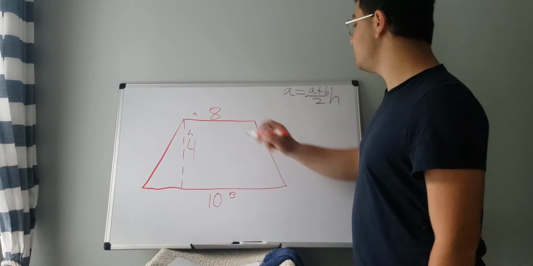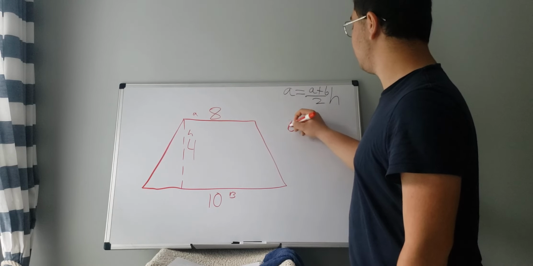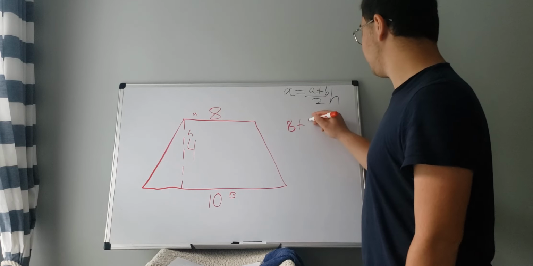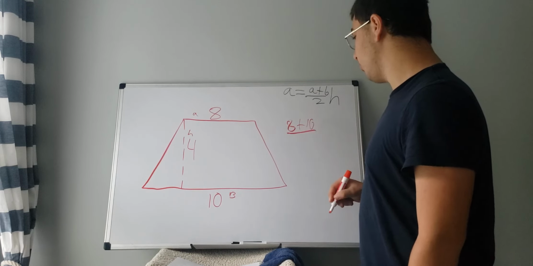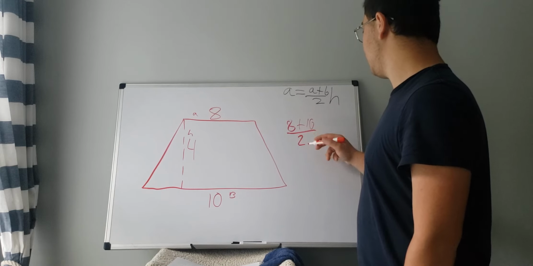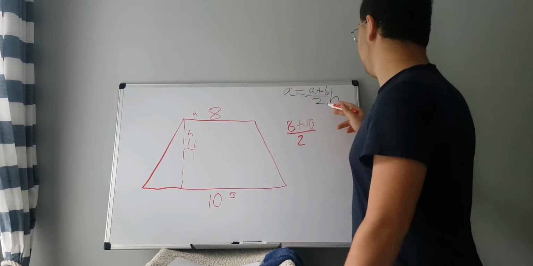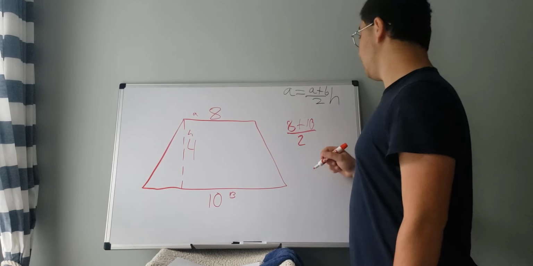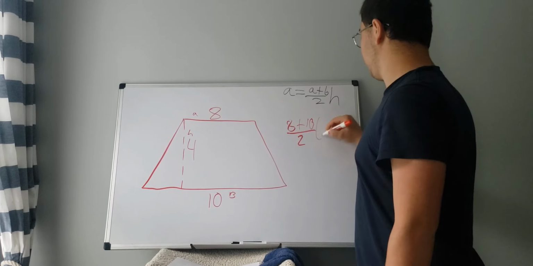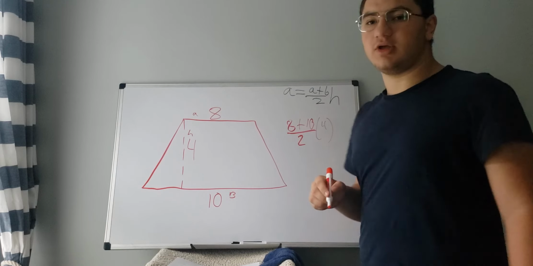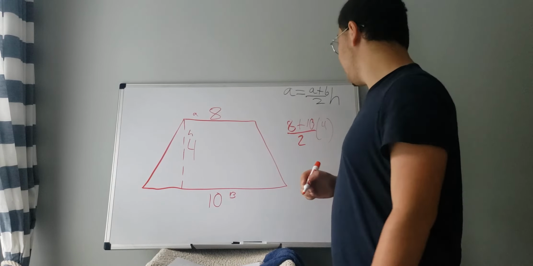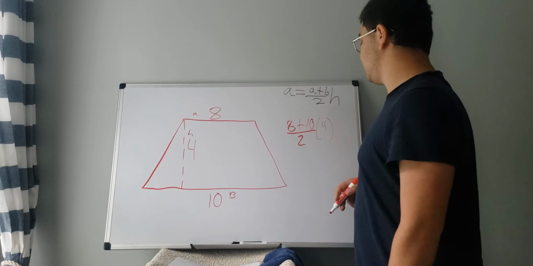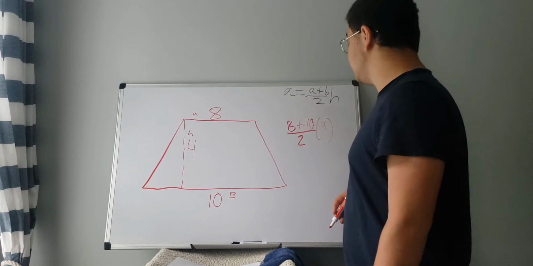So we have A, which is 8, because remember it's at the top. 8 plus 10, which is on the bottom, over 2, because that's what you do for any given trapezoid problem, and you multiply by the height, which is 4. Okay, now this is just a simple matter of doing the equation. So 8 plus 10 gives us 18, divided by 2 is 9.